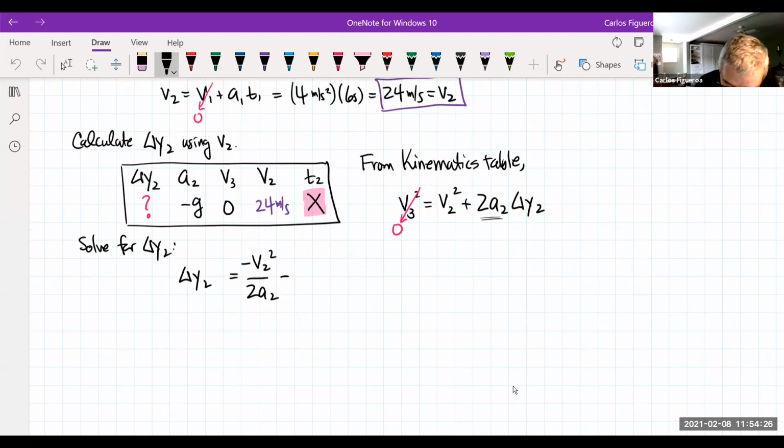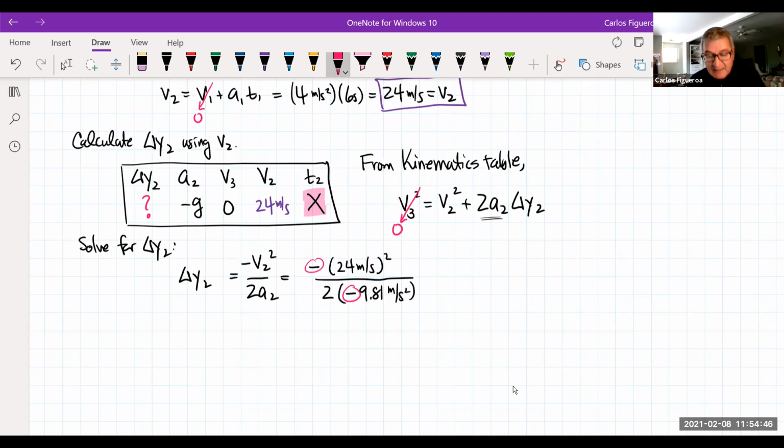So here I go. When I look at this thing, this is minus 24 meters per second squared quantity. And then this is going to be 2 times minus 9.81 meters per second squared. And you could see that this minus sign and that minus sign cancel out.